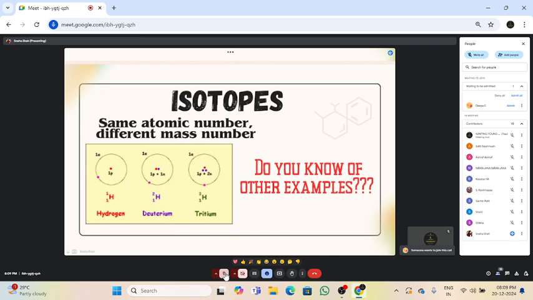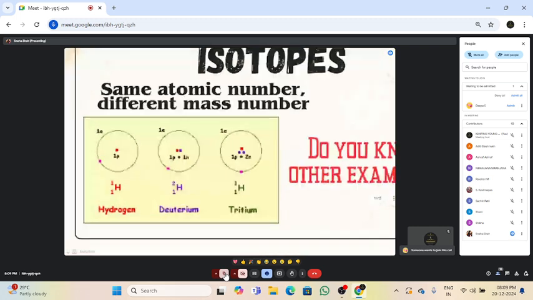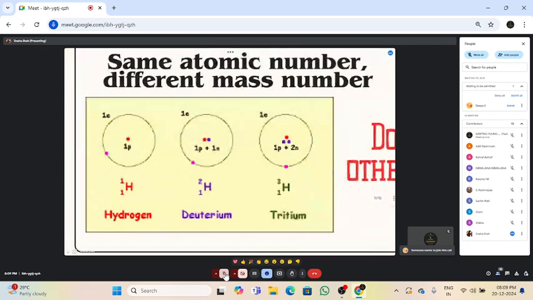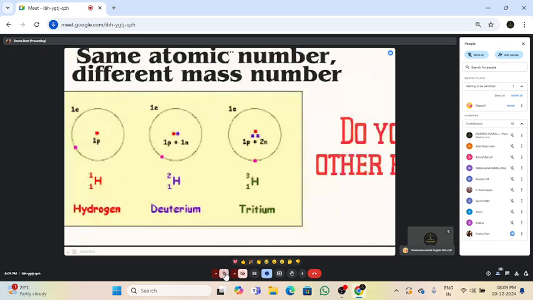Correct? Here is an example of hydrogen, deuterium and tritium. Hydrogen has no neutron. The originally existing hydrogen has no neutron. It is written as 1H1 because it has only one electron and one proton. Deuterium has one proton, one neutron and one electron. So it is written as 2H1 or capital D. While tritium has one proton and two neutrons. There is a difference in the number of neutrons. It is written as 3H1 or capital T.